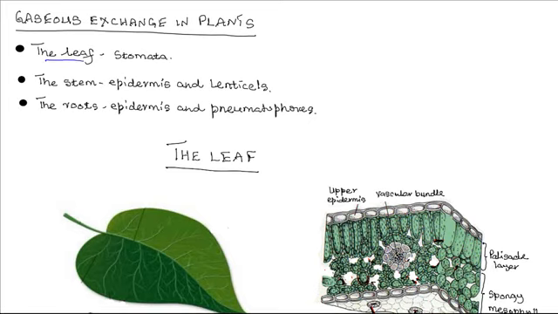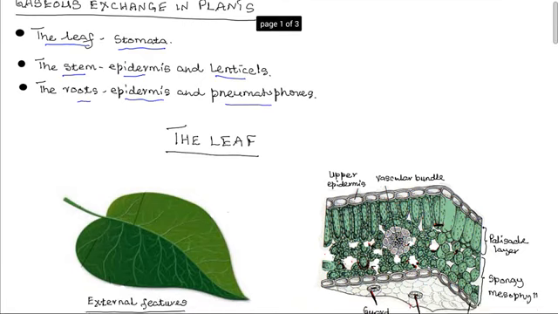1. The leaf through the stomata, the stem through the epidermis and lenticels, and also the roots through the epidermis. In some plants that grow in waterlogged soils, there are specialized breathing roots known as pneumatophores. In this lesson, we look at the structure of the leaf in relation to gaseous exchange.